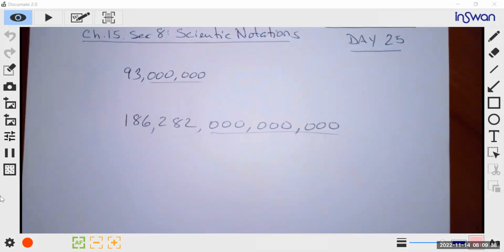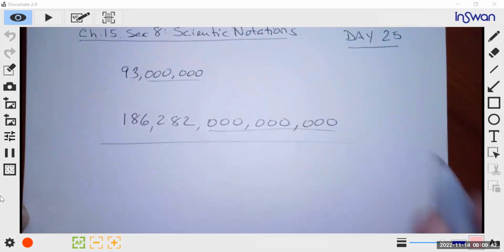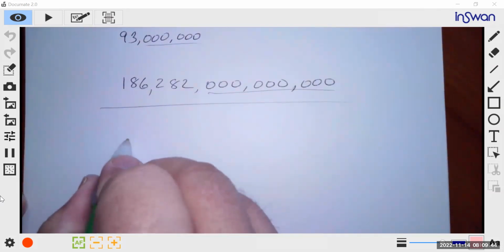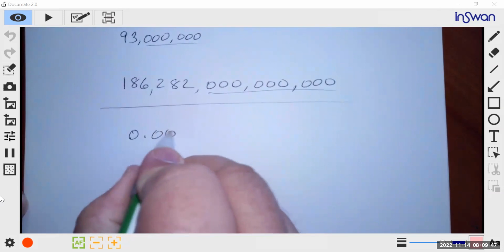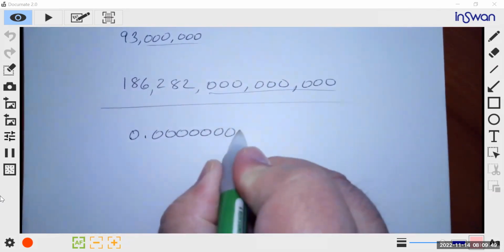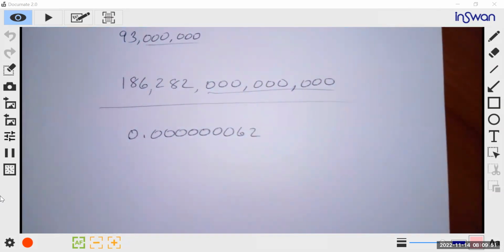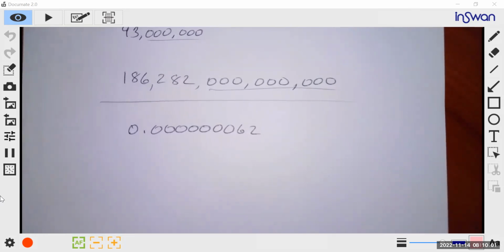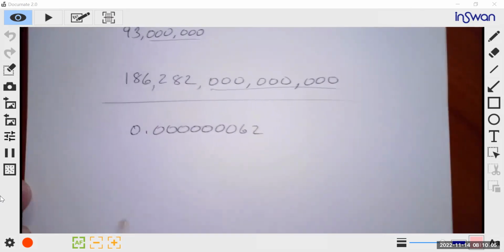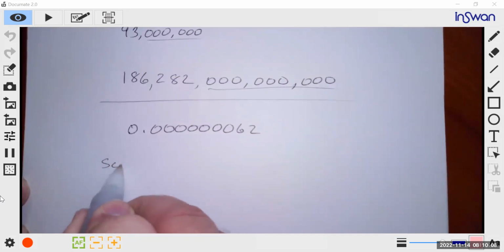Those are like astrophysics. In biology, you can have things that are very, very small, like the weight of an atom. So how do we manipulate these numbers? How do we move these numbers around? How can we multiply these things? That's what scientific notation is all about.